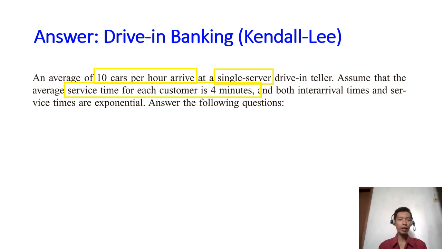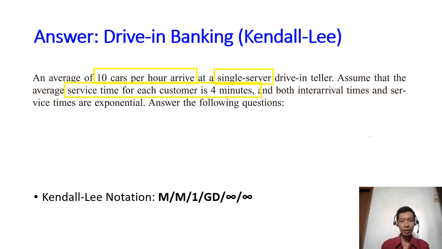So first, let us define this queuing system in terms of the Kendall-Lee notation. And here's the notation. The first M is there because it says the inter-arrival times follow an exponential distribution. The second M is there because the service times are exponential as well. And then this 1 is because we only have a single server. And then there's no information about the queuing discipline, so we just write GD.